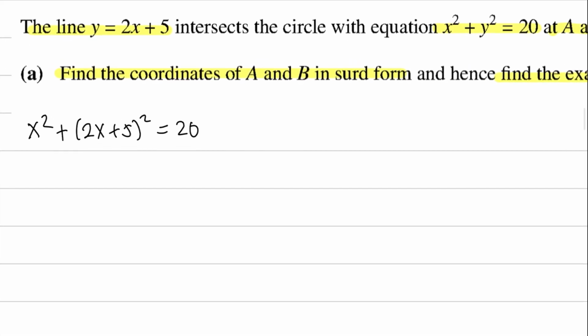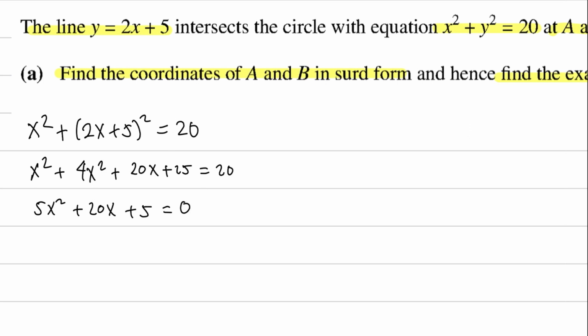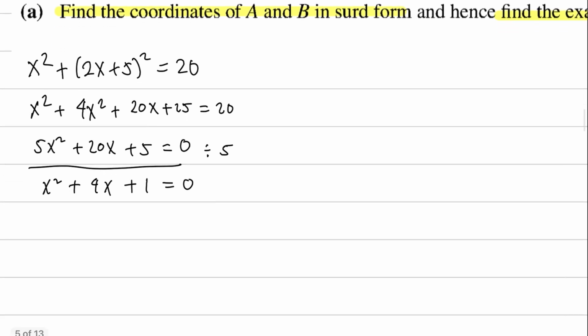And we solve for x. We will get x squared plus 4x squared plus 20x plus 25 equals 20. And then we can add these two together. We will get 5x squared plus 20x plus 5 equals 0. We can divide both sides by 5. You will get x squared plus 4x plus 1 equals 0. Now, from here, we can solve for x. But as you can see, we cannot factorize this.